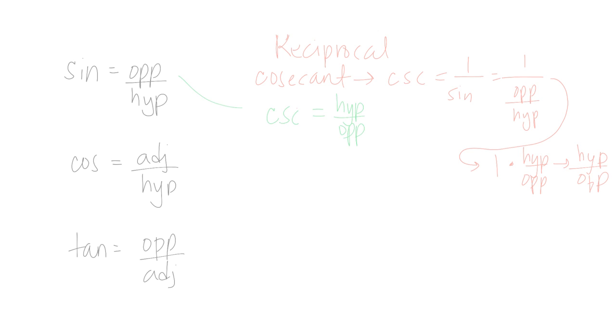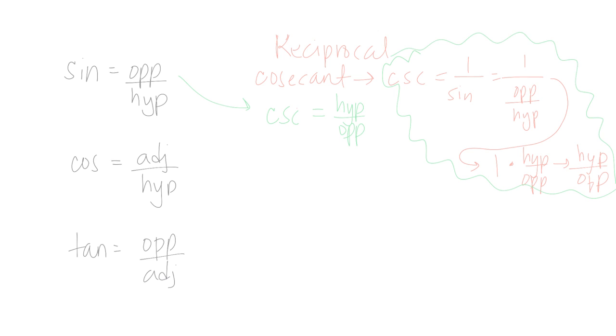If it's reciprocals, you expect the fraction to flip, right? The numerator becomes the denominator, and the denominator becomes the numerator. It works the same way for these other ones. I'm just not going to go through this proof really. This was a side note for me to show you why.